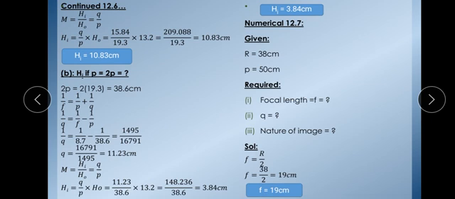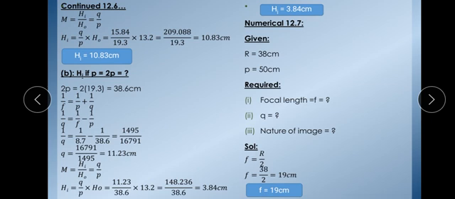So students, as we know, m is equal to h_i over h_o is equal to q by p. So for calculating h_i, it will be equal to q by p multiply h_o. So putting the values of q and p, 15.84 divided by 19.3 multiply 13.2 is equal to 209.088 divided by 19.3. The 10.83 centimeter will be the height of image in part 1 of this numerical.